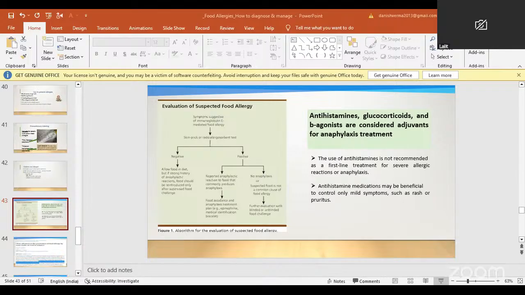Let me see if I can... one second. Again, it is hanging. So I'll just tell you what exactly it says.